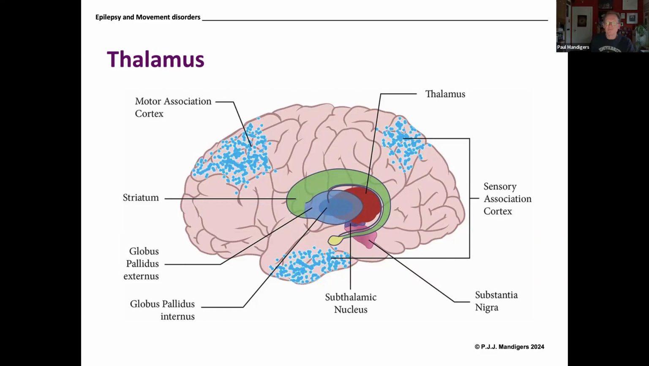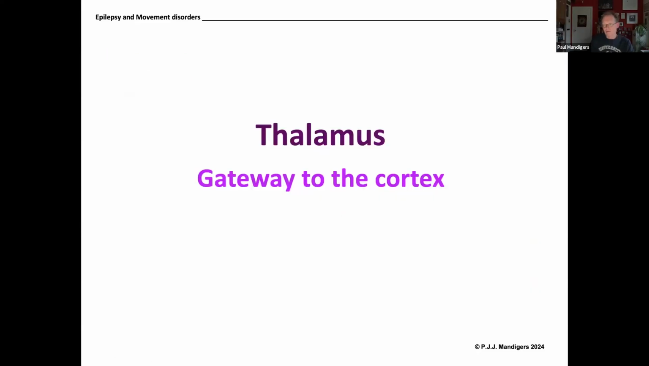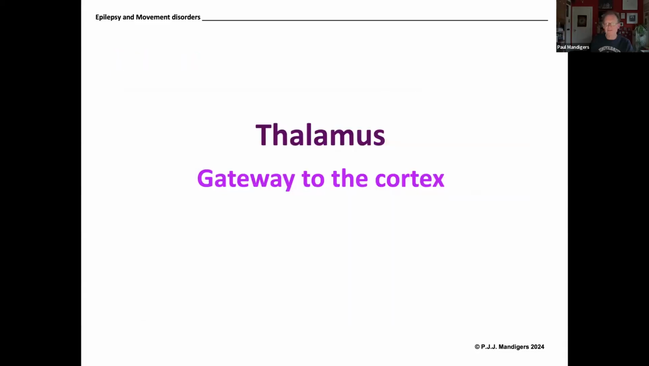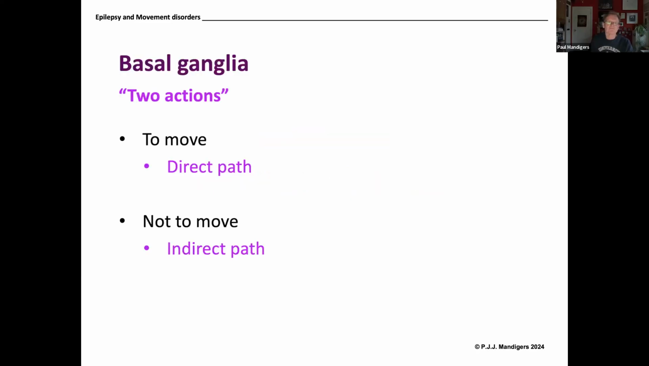And what you are doing at the moment is suppressing your thalamus. Otherwise you would move, otherwise you would do something. But the thalamus is a very important thing if we want to move. You could say it's a sort of gateway to the cortex, because the thalamus receives information from the spinal cord, vestibular system, the cerebellum, etc. So the thalamus is a very important part of our complete movement process.